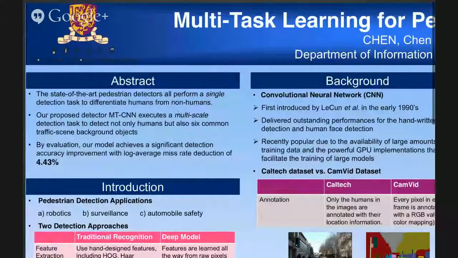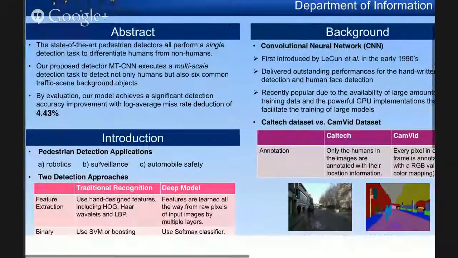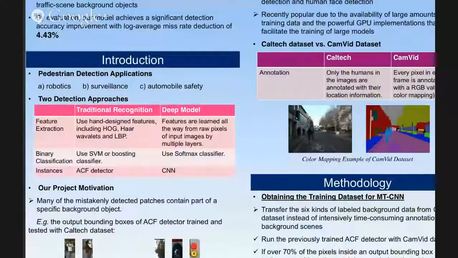And by evaluation, our model achieves a significant detection accuracy improvement with the log average miss rate reduction of 4.43%. Pedestrian detection is one of the most practical and popular research topics in modern engineering, thanks to its direct applications in robotics, surveillance, and automobile safety.